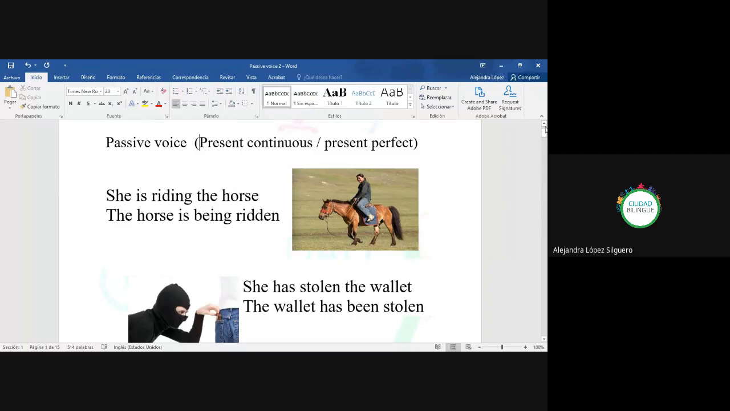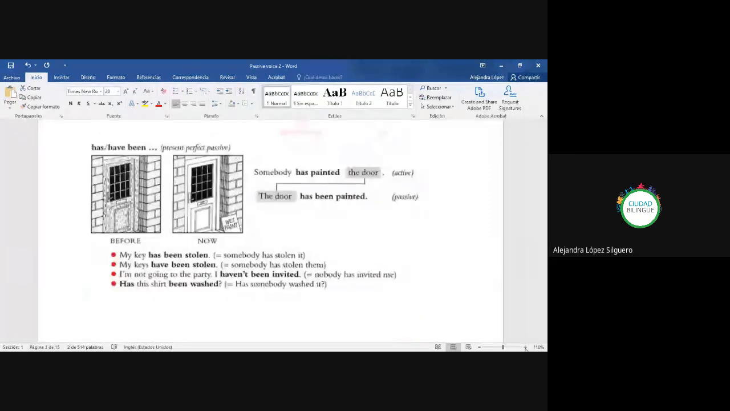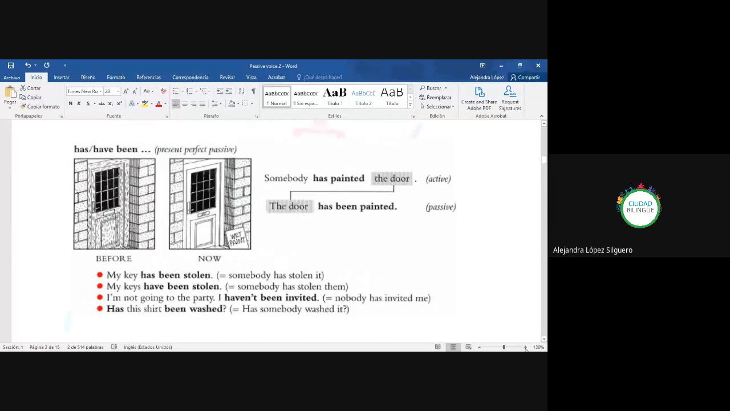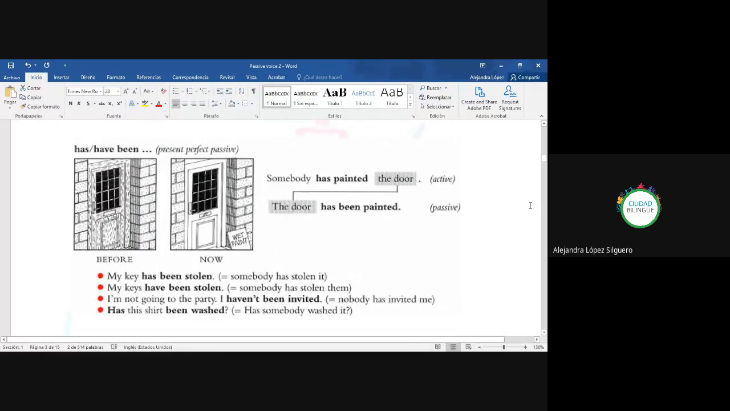Studied the passive voice with simple present, simple past, and finally on Thursday and Friday we finished with the passive voice using present continuous. So today we're going to study passive voice but with present perfect. Okay, present perfect and simple future. So again, I will share with you the structure right here.